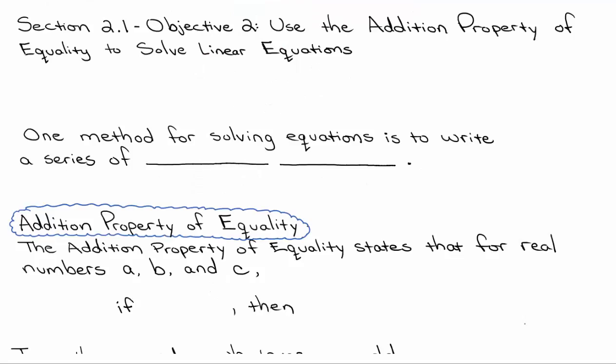Section 2.1, Objective 2: use the addition property of equality to solve linear equations. Linear equations are solved by writing a series of steps that result in the equation x equals a number. So when you get x equals a single number, you know you've solved the equation. One method for solving equations is to write a series of equivalent equations.